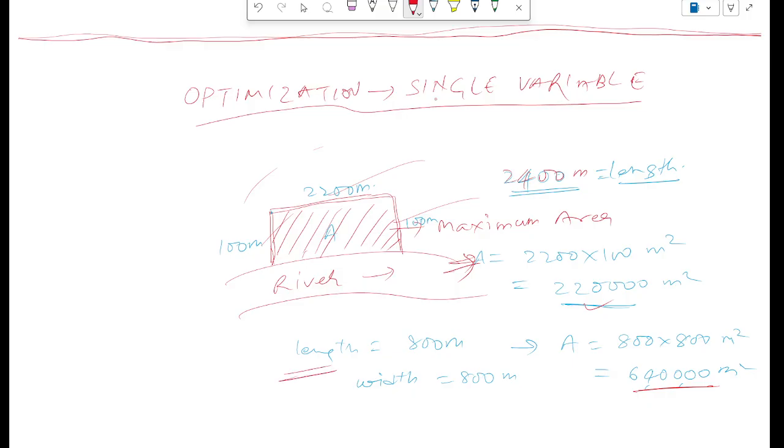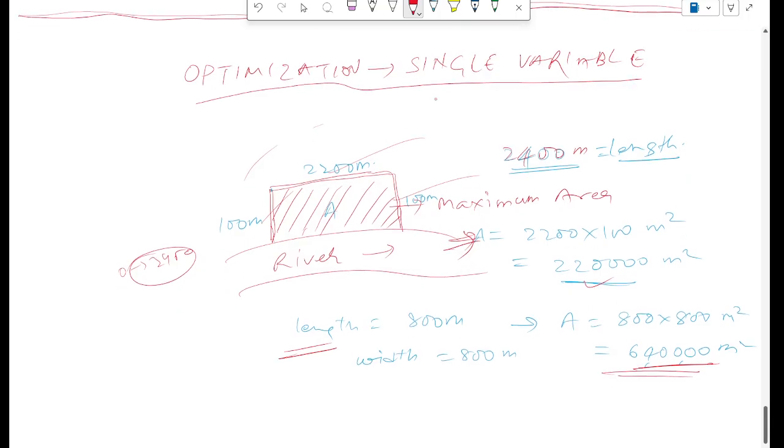So one thing we can do is to guess all the values starting from 0 to 2400. We take all the values that are possible from 0 to 2400, and we try to calculate area everywhere, and whatever maximum area we get, that will be our answer. But that is practically not possible, because there will be infinitely many real numbers between 0 to 2400. Now you understood what type of problem we are going to solve using this optimization technique.